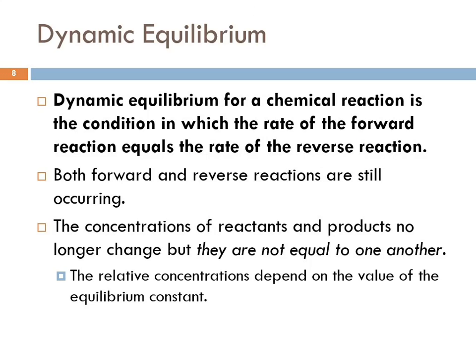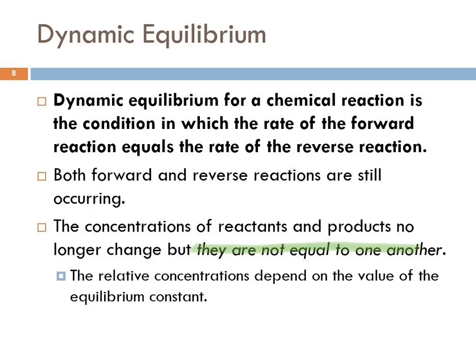So, dynamic equilibrium for a chemical reaction is the condition in which the rate of the forward reaction equals the rate of the reverse reaction. Both of those forward and reverse reactions are still happening. The concentrations of reactants and products no longer change, but, this is important, they are not equal to one another.